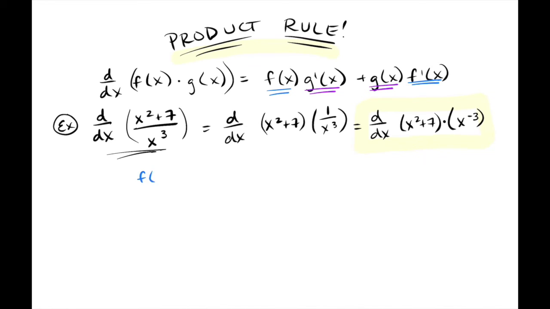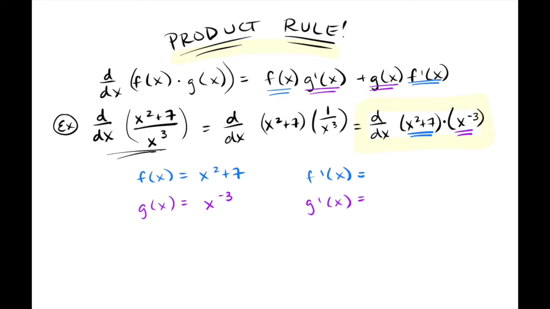Let's identify my f of x, and let's identify my g of x. And I get to pick which is which, so I'll just pick my first function that I'm multiplying by, my x squared plus 7, and make that my f of x. So x squared plus 7. For my g of x, I just take the thing I'm multiplying it by, x to the minus 3, and I'm done. F and g have been identified. Now I need to find the derivative of both of them, f prime of x and g prime of x.